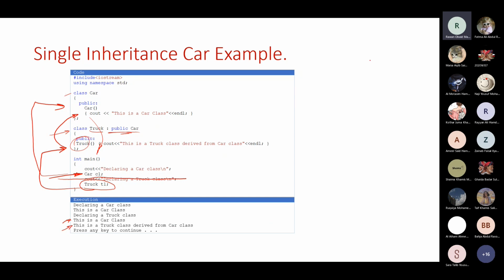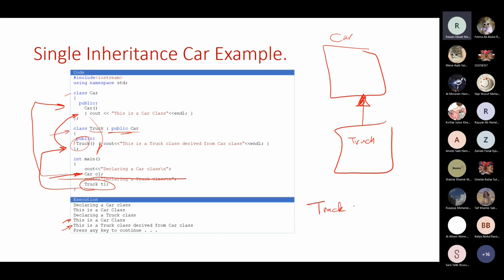So again, I have this car and I have truck. This is very important, please. So when you declare in the main function truck T, all right, it will go there. But before executing the constructor, it will jump to the superclass and execute that constructor. Here in this case, it prints this is a car, and then it comes back to the truck and executes the constructor.